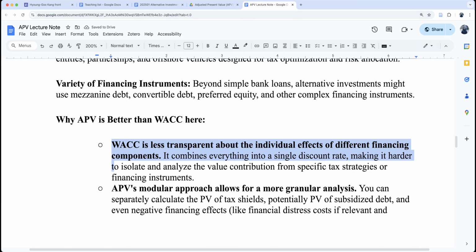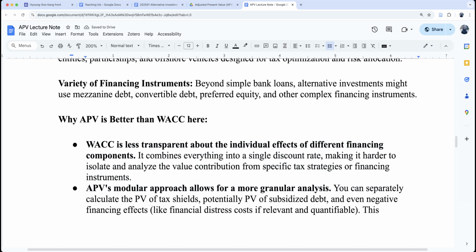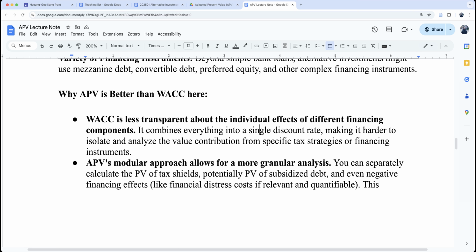Well, WACC is less transparent about the individual effect of different financing components, right? We cannot separate them out. Well, theoretically we can, but in practice it is hard. It combines everything into one simple discount rate, making it very hard to isolate and analyze the value contribution from a specific tax strategy, financing strategy, or instrument.